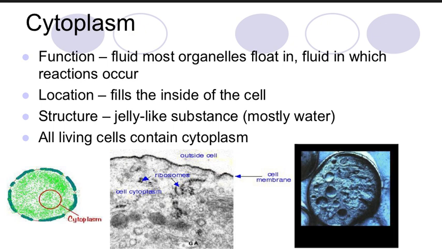Location-wise, I just said it fills the inside of the cell. In structure, it is a jelly-like substance. It's mostly water, but it's not entirely water, so things are able to still dissolve in it. And of course, since it's filling the inside of a cell, this is going to be in every living thing. Prokaryote, eukaryote, everything's got cytoplasm.